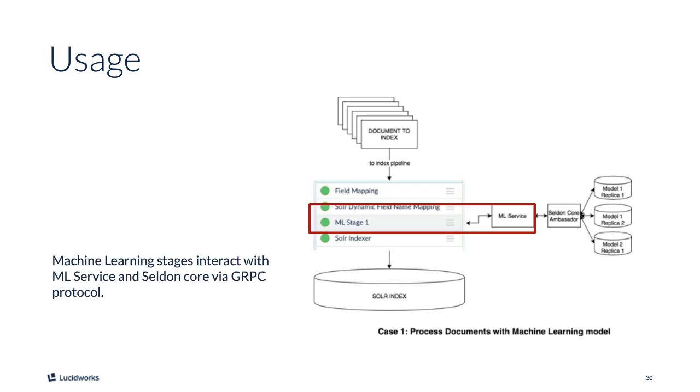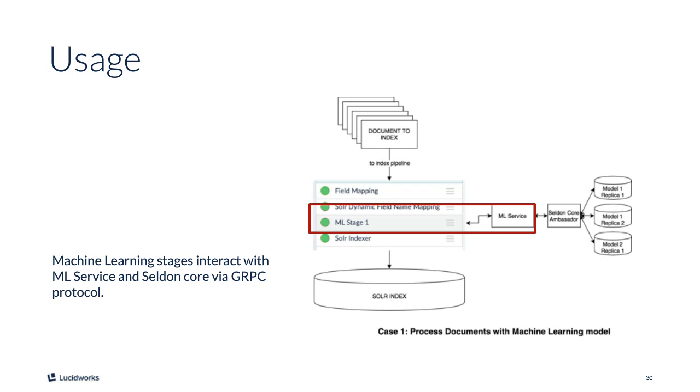Finally, there is the machine learning stage, which takes an incoming document or the query based on the pipeline in which they are added. These stages interact with the ML service using the gRPC protocol. These stages also take the output from the ML model and use it in various forms to enrich the query or the document.